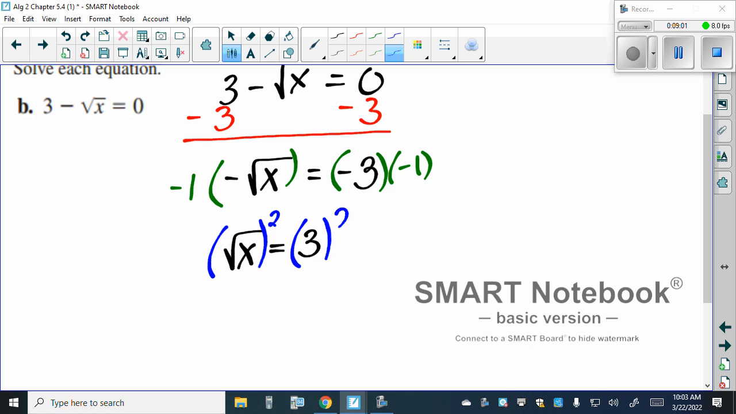So we're going to put both sides to the nth power. Well, since we're dealing with a square root, we're going to put both sides to the second power. And the reason we're doing this is because the square root of x squared is x. 3 squared is 9. And that's it. Any questions on this here?